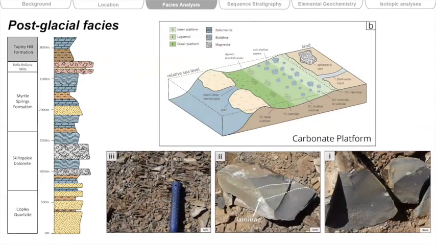Up into the Tapley Hill Formation, we have the same carbonate platform setting. In terms of the lithology, it was a lot more simplistic, where we're depositing massive and laminated carbonates and silts, likely in a deeper subtidal area.